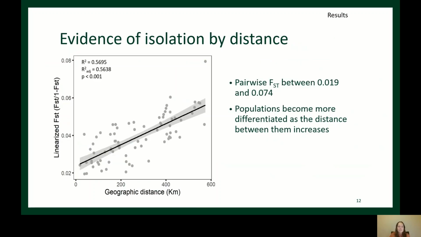Next, I measured population differentiation based on pairwise FST between all population pairs. So pairwise FST ranged between 0.019 and 0.074, which isn't terribly high. However, linearized FST plotted against the geographic distance between populations yielded evidence of isolation by distance, where we have a significant positive relationship here, where populations become more differentiated as the distance between them increases.